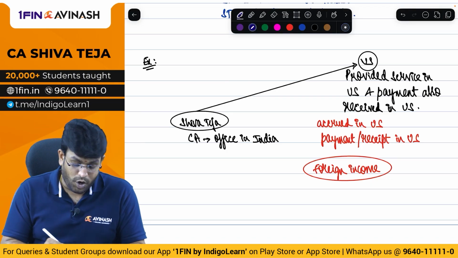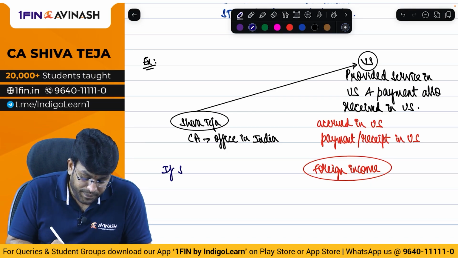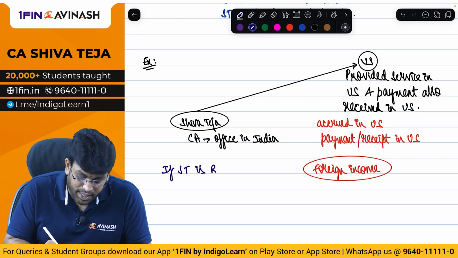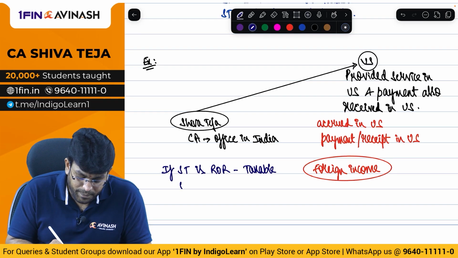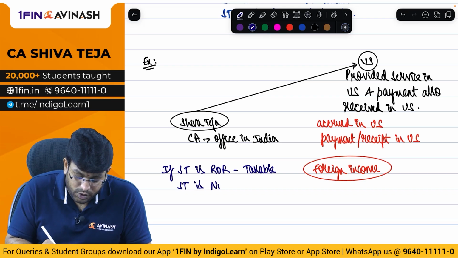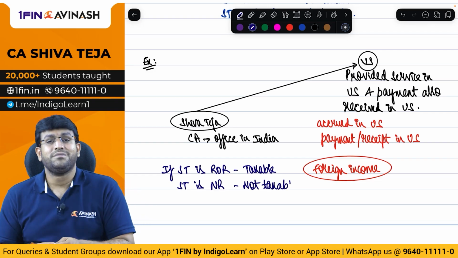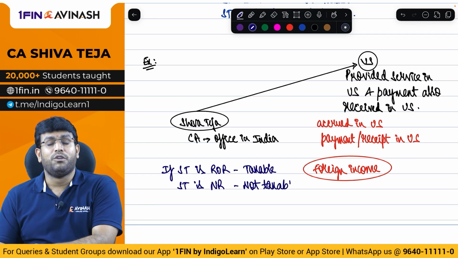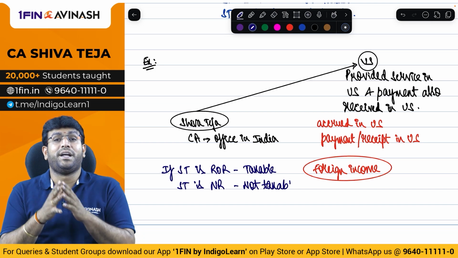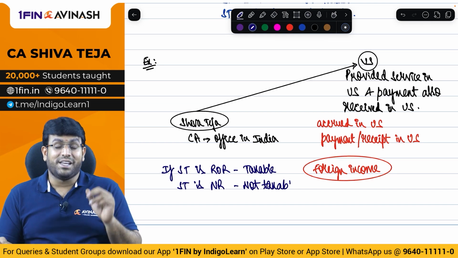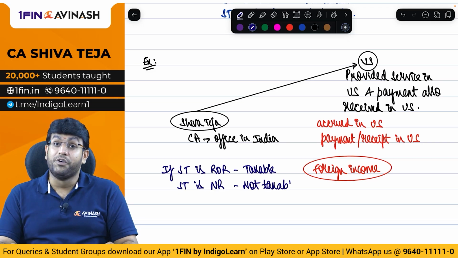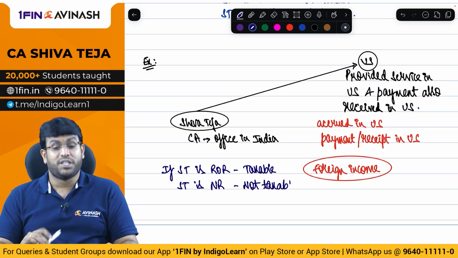That will decide based on what? Residential status. So if Shiva Teja is ROR, without any second discussion, it is taxable. And if Shiva Teja is a non-resident, it is not taxable because it is foreign income. So always keep in mind, non-resident is never taxable on foreign income. But if it is Indian income, we will tax for everybody, whatever is your residential status.